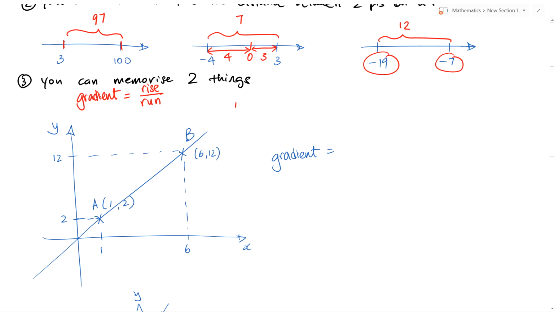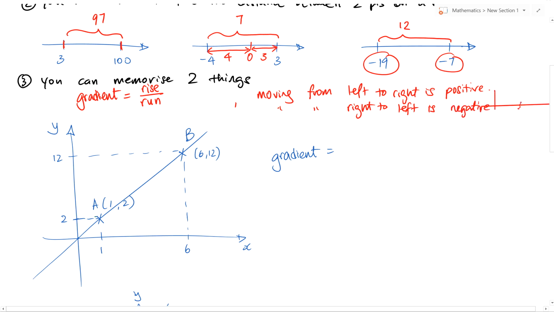We will always be running from left to right. Okay, so what you need to memorize over here is that moving from left to right is positive. Therefore, moving from right to left, which is the opposite direction, is going to be negative.